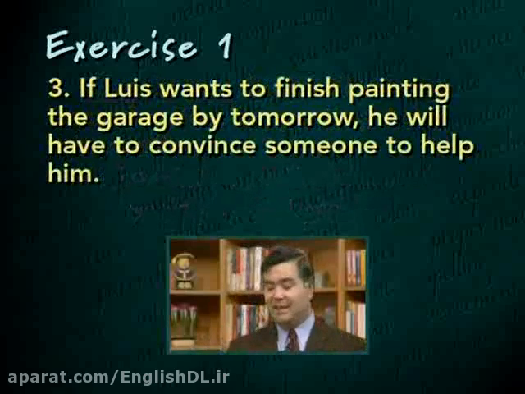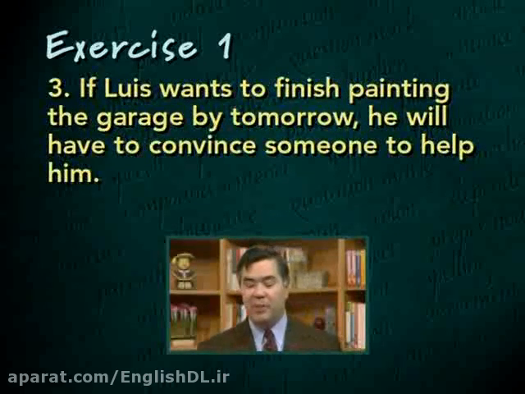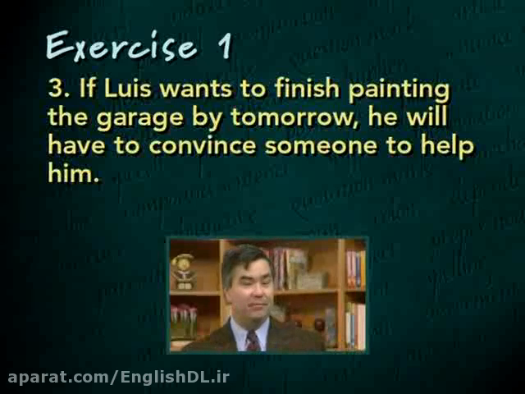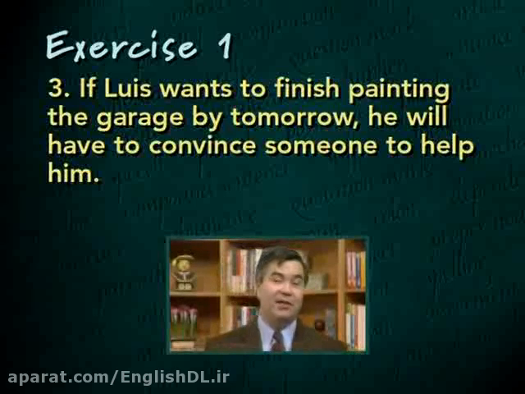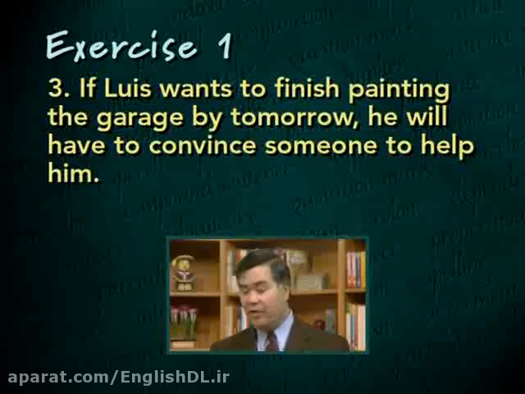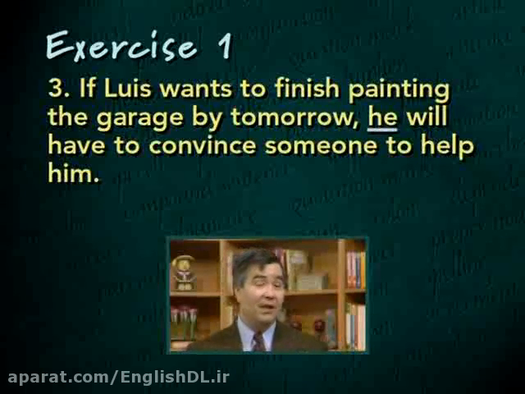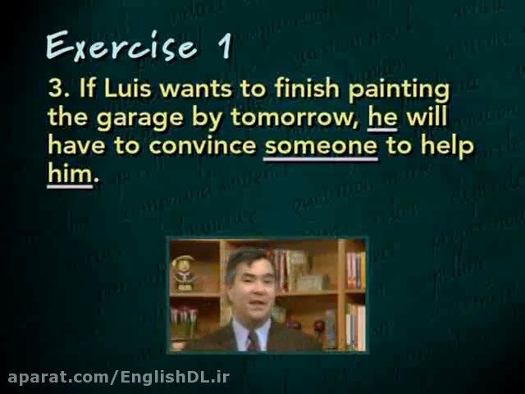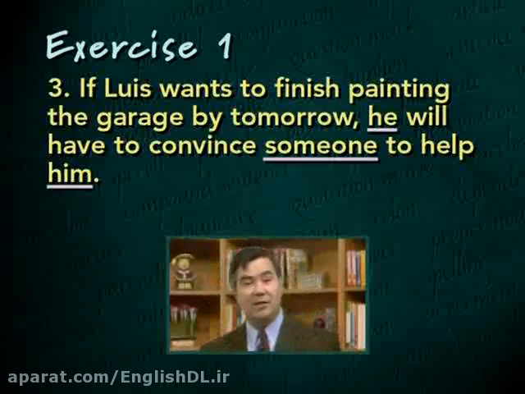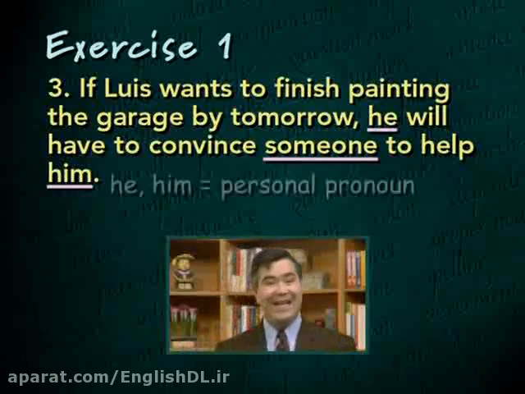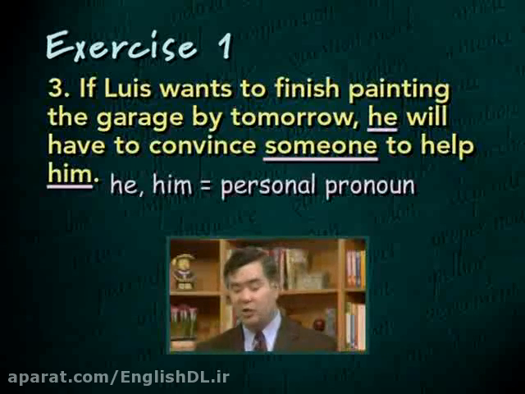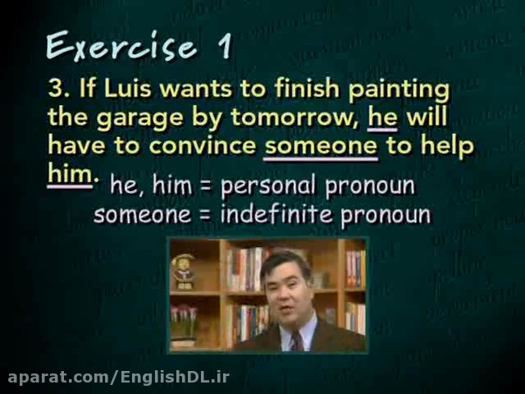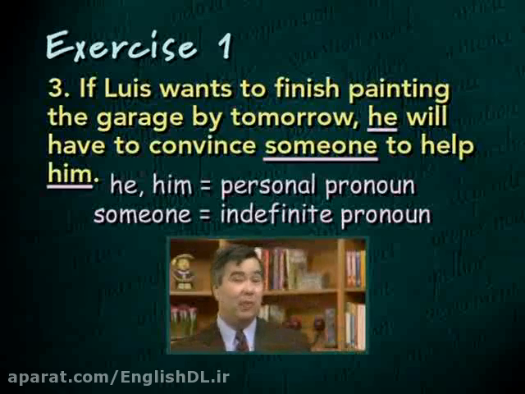Let's look at the next sentence. If Luis wants to finish painting the garage by tomorrow, he will have to convince someone to help him. How many pronouns did you notice in this sentence? There are 3 altogether: he, someone, and him. All 3 appear in the second half of the sentence. Now, 2 of the pronouns are personal pronouns. He and him are both personal pronouns. The third pronoun, someone, is a different category. This is an indefinite pronoun.